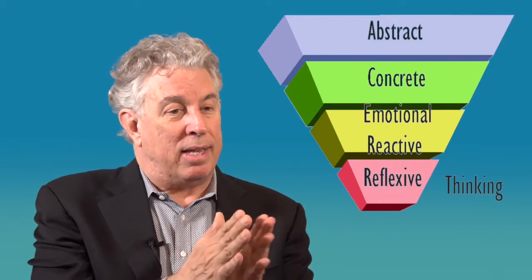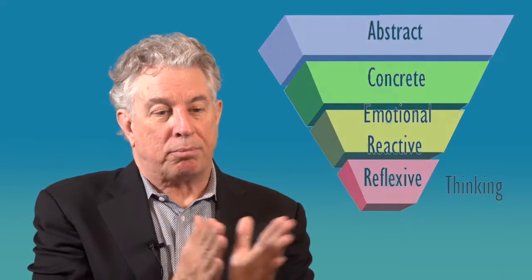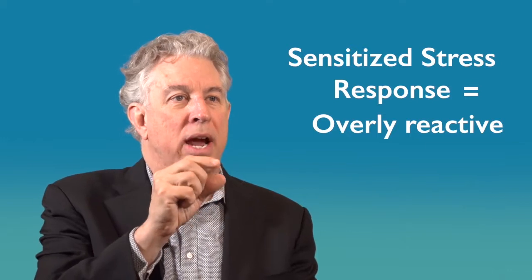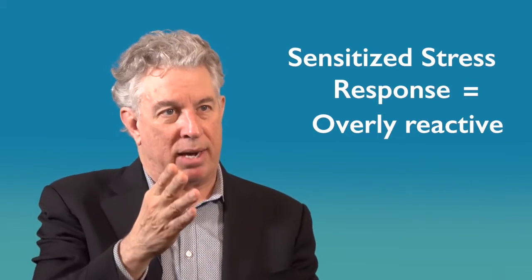And again, the key thing about this is that most of us are at baseline pretty well regulated. And when we have a moderate challenge, we have a moderate internal response. But the kids that we work with frequently have what we call a sensitized stress response. And what that means is they're overly reactive. So if they have a minor challenge, they'll have an overreaction.